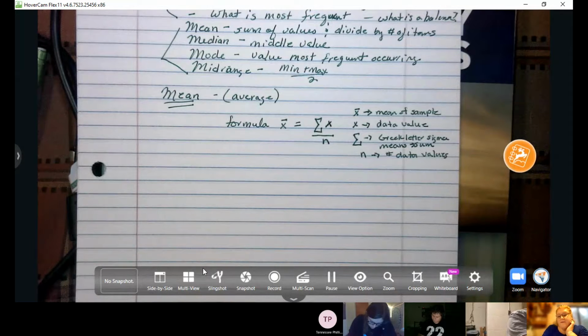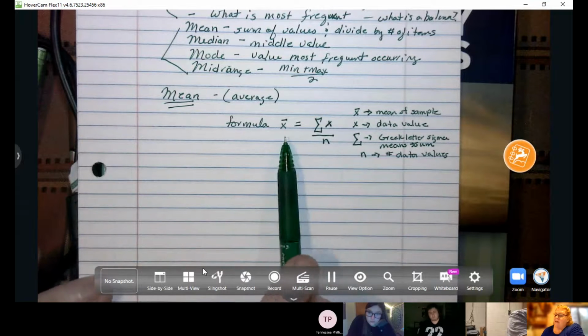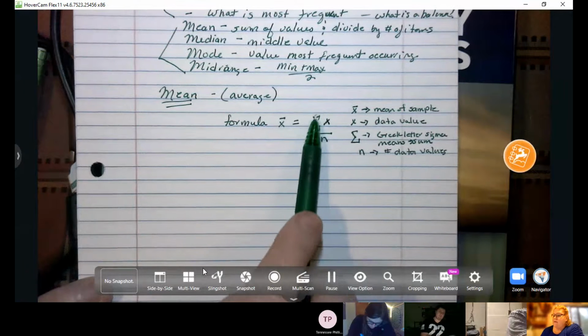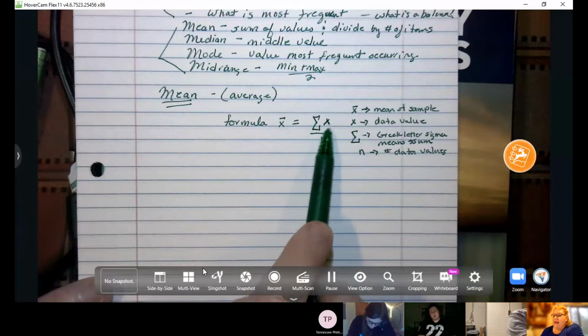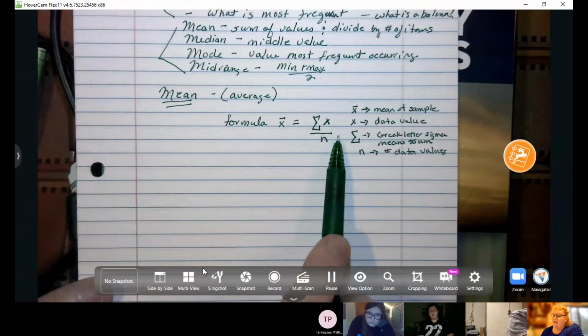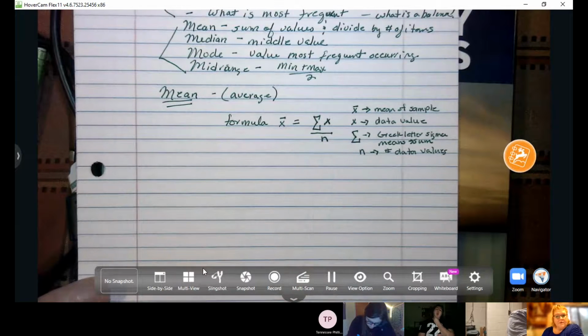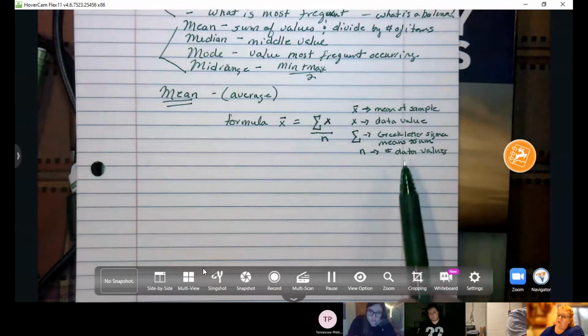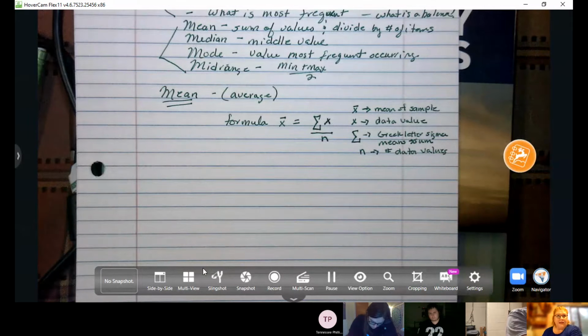So if we know what the symbols mean, when we go back and look at this formula, we can interpret what it's telling us to do. The mean of the sample will be the sum of all the data values divided by the number of the data values. So it's kind of like shorthand. If we know what each of the symbols mean, it is in shorthand telling us what to do.